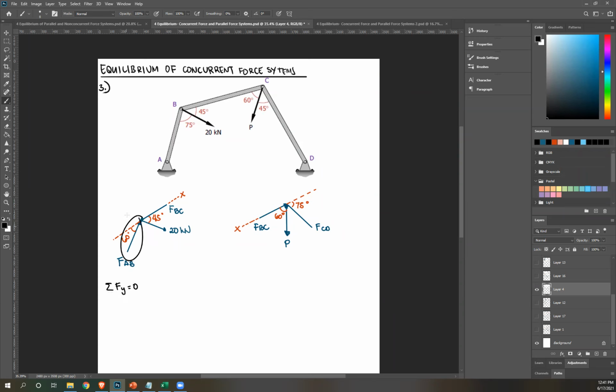Okay, so positive FAB. Again, this is our x and y axis, right? If you want, you can rotate this to see it easier, or you can just keep it this way. Okay, so from this angle, FAB is upward, so positive FAB sine 60, and then 20 kilonewton is downward, so negative 20 sine 45 equals 0. Please solve. What's FAB? Correct, it's 16.33.